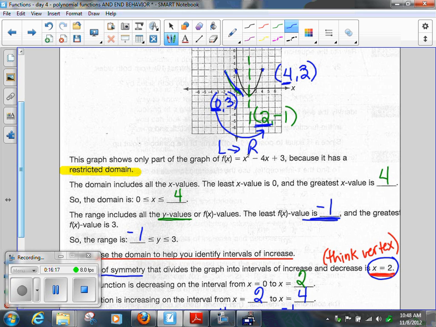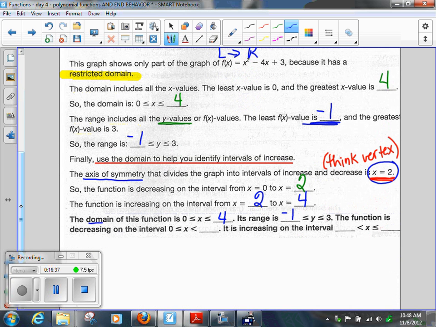Typically, we have looked at parabolas and their domain is always what? -infinity to +infinity. What makes this one different? Because it has a restricted domain. It has dots, not arrows. Okay? You guys understand that. All right? The function is decreasing on the interval from 0 to what? 2. And it's increasing on the interval 2 to 4.